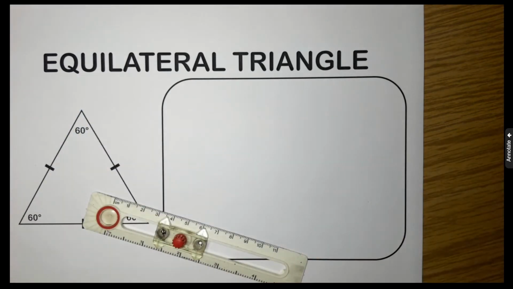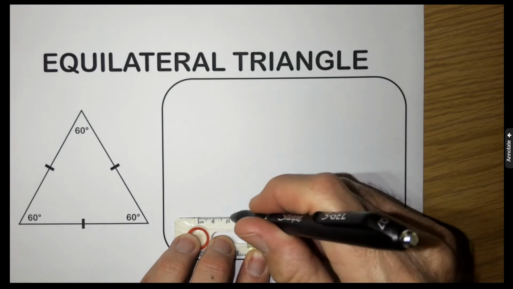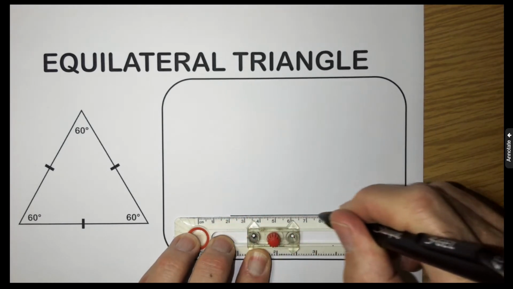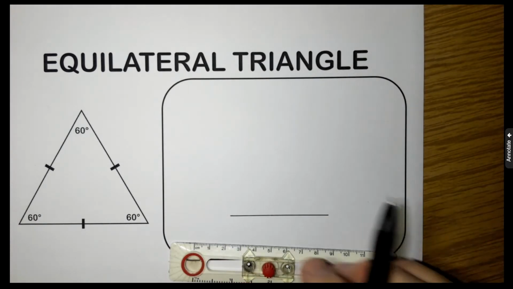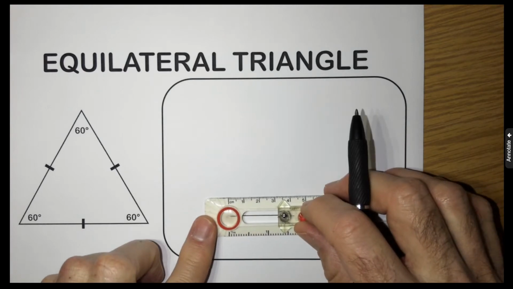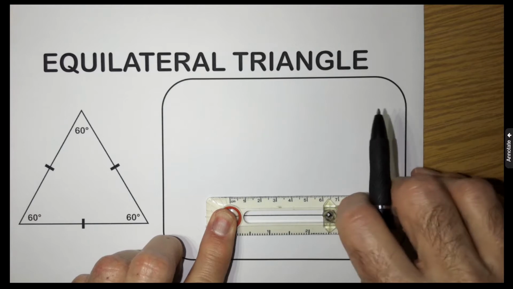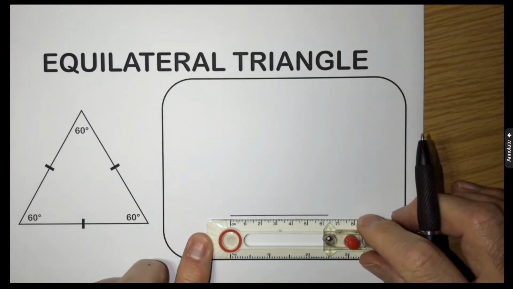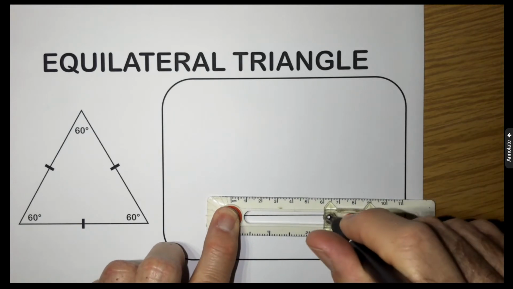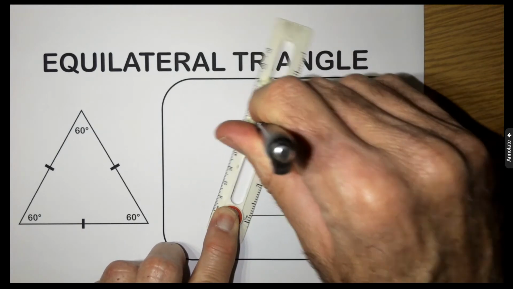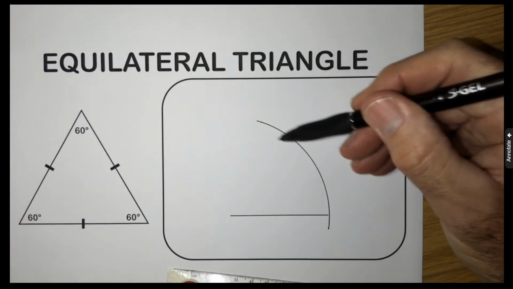To begin, we're going to make a line segment of any length. Whatever length this line segment is, that's going to be the length of all 3 sides of our triangle. Now that I have that line segment, I adjust the radius of my compass so that it is exactly that length. Now I'm going to swing an arc from one end of my line segment to where I think the vertex at the top is going to be. So I imagine that the vertex is going to be right here somewhere.